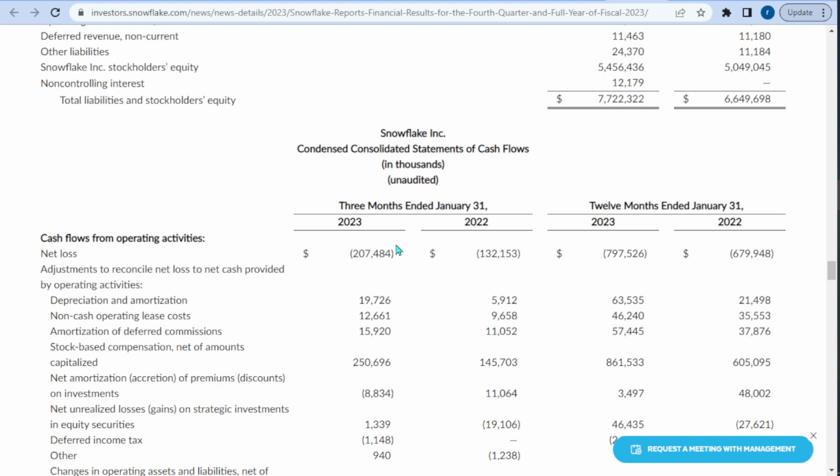So we have this $207.5 million loss, and we're going to start reconciling it. So to this, we're adding depreciation and amortization. We're adding non-cash operating lease costs. We're adding amortization of deferred commissions. And here's the big one, stock-based compensation. So we're adding a whopping $250.7 million back into this net loss.